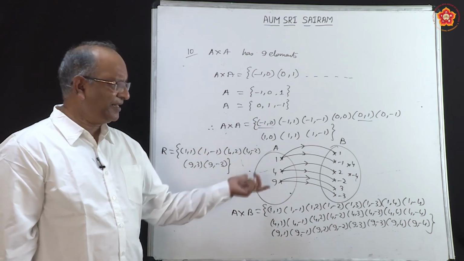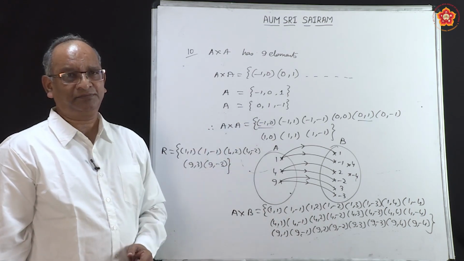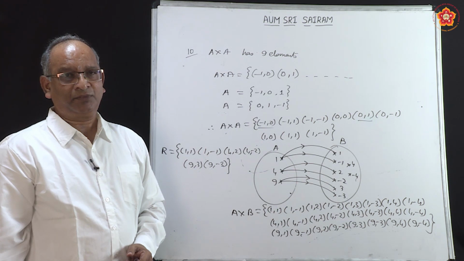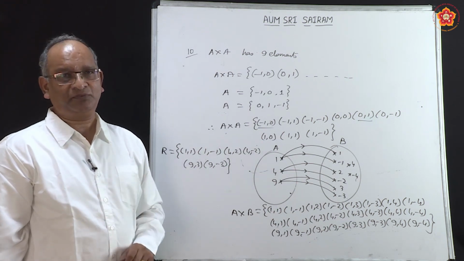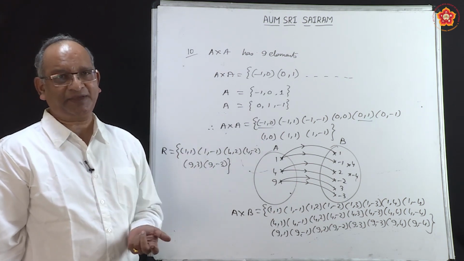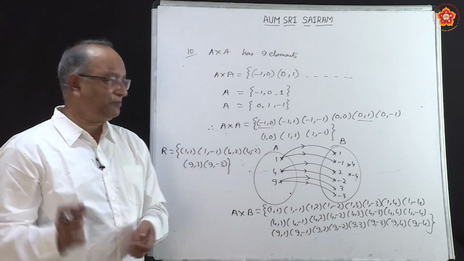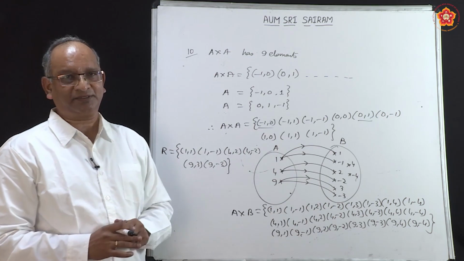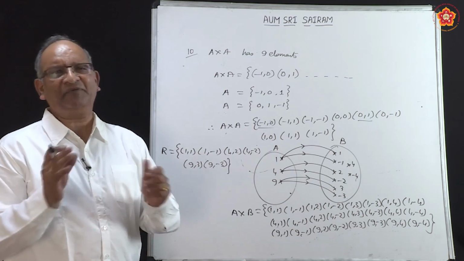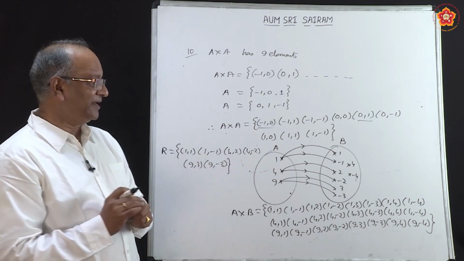You can form any number of relations. You can say "is a factor of", any kind of relation you can write. But remember, whatever relation you find is going to be a subset of the Cartesian product. Okay? Before we wind up, one or two more things connected to relation.